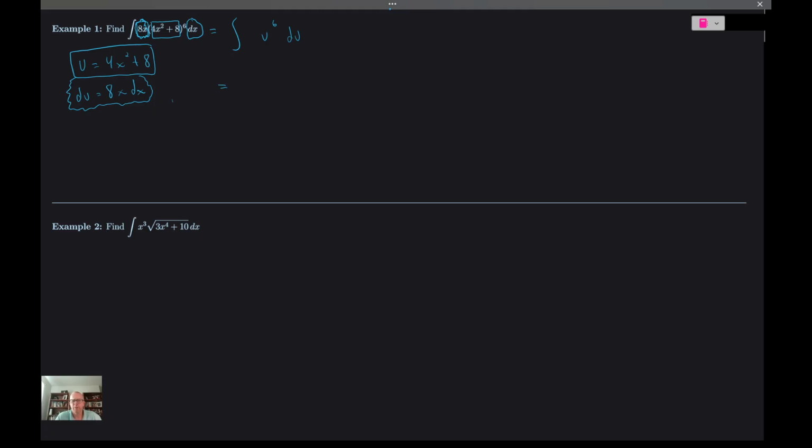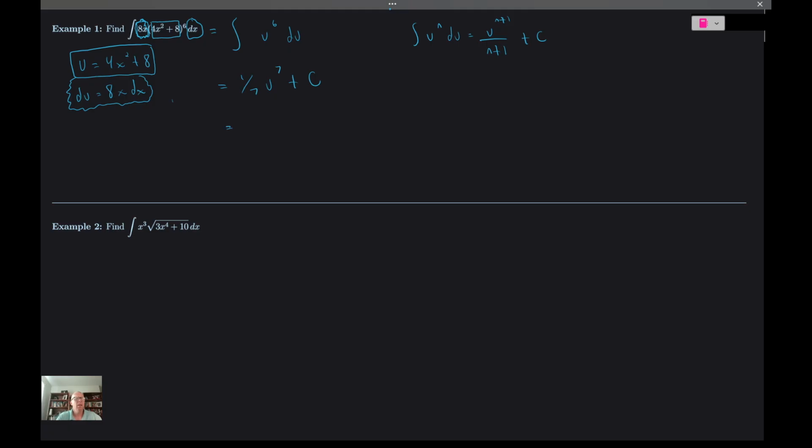And we learned how to do functions like this in the last section. This is 1/7 u to the 7th, plus c. If you remember, in the last section we used x, but it's just a variable, so it doesn't matter. If we have u to the n and we want to integrate that, we would write n plus 1 in the denominator, u to the n plus 1 in the numerator, and then plus c. And that's all we've done here.